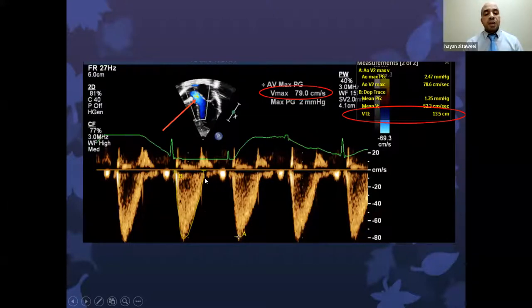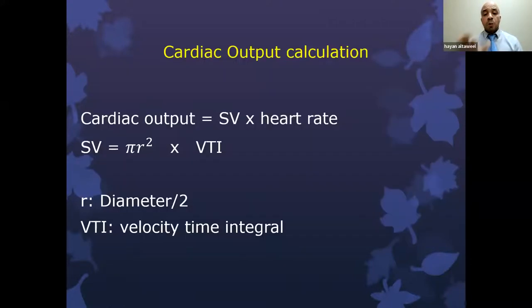This velocity time integral will give you the height of the cylinder whose volume you need to check to know the stroke volume. Now we'll go to our formula. Cardiac output is equal to stroke volume multiplied by heart rate. Stroke volume, as we mentioned, is the circle surface area, which is pi multiplied by radius squared, multiplied by the VTI. VTI is the height of the cylinder. We get it from pulse Doppler, from the LVOT. The radius is the diameter divided by two, and VTI is the velocity time integral.